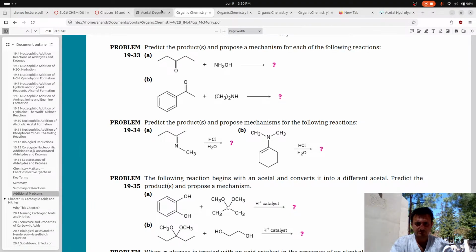Chill. So what happens in HCl and water? I would assume that the lone pair on the nitrogen picks up an H. And then we get iminium ion. And then nucleophilic attack by chloride.